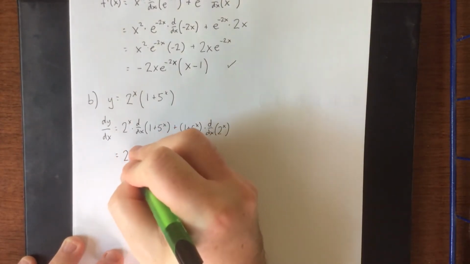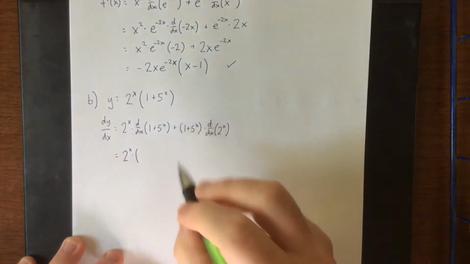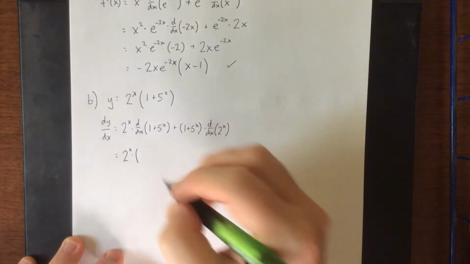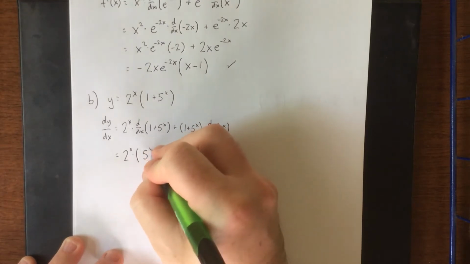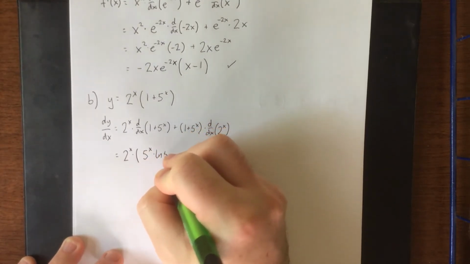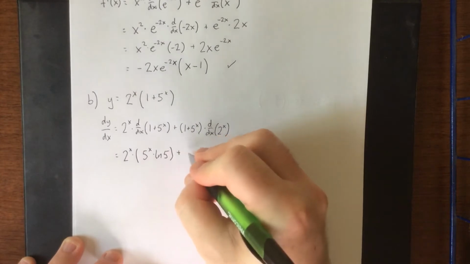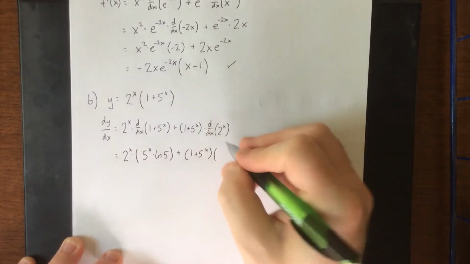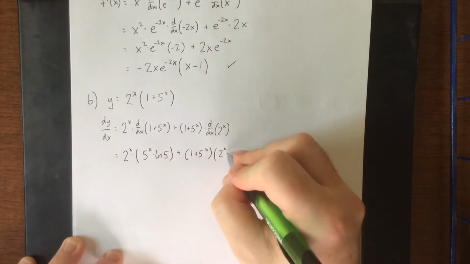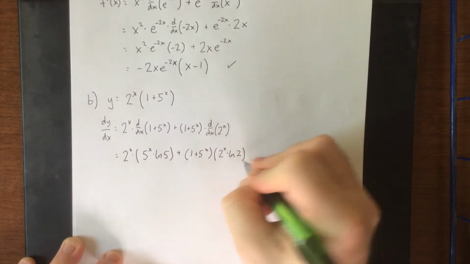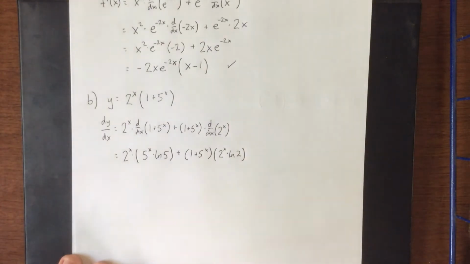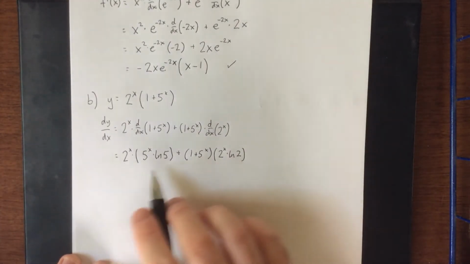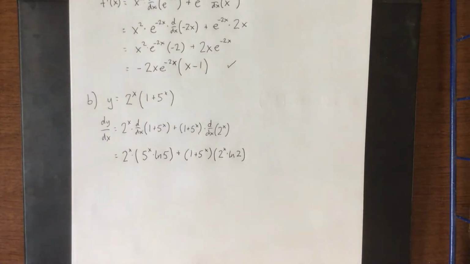So this will be 2 to the x times derivative of 1 is 0. Derivative of 5 to the x would be 5 to the x times the natural log of 5. Then we'll have our 1 plus 5 to the x power times this derivative. Derivative of 2 to the x would be 2 to the x times the natural log of 2. Now anything that you do with this algebraically afterward, that's completely up to you. You could apply the distributive property or things along those lines.